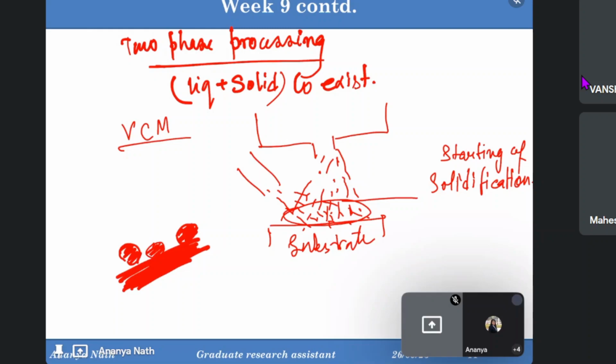Weighting means how much surface area of the reinforcement particle is there in contact with the metal. So that will be determined by the angle, which is called the weighting angle, or as Vanshika said, we can just play with this angle to get good weighting, because we want this angle to be very low, otherwise there will be separation of the particles from the metal matrix.